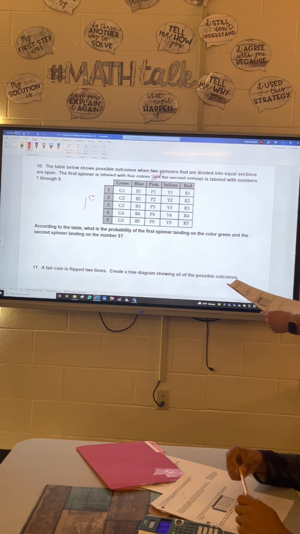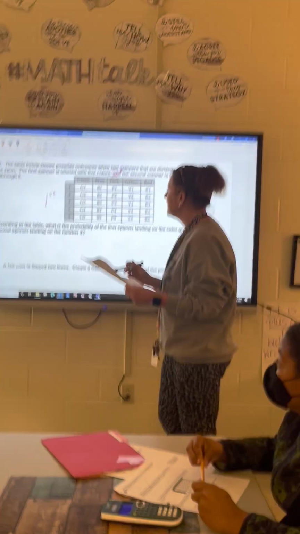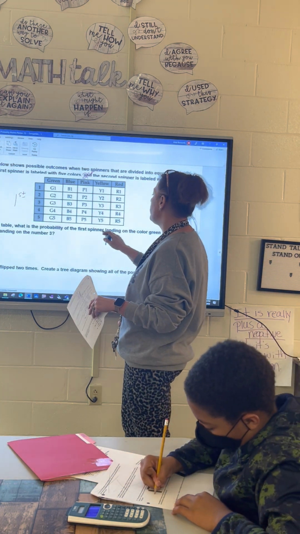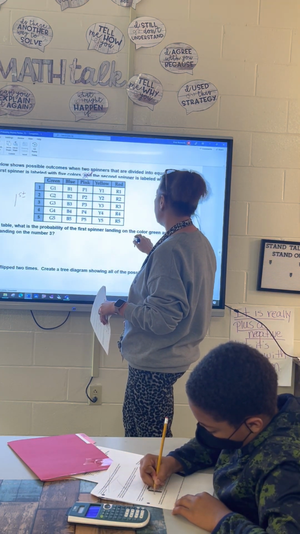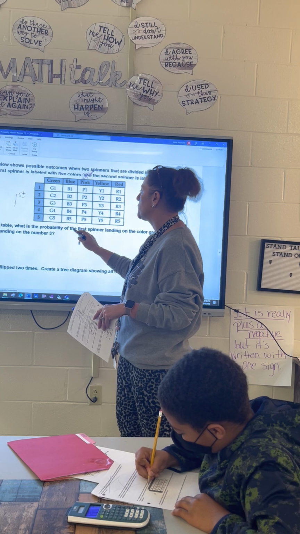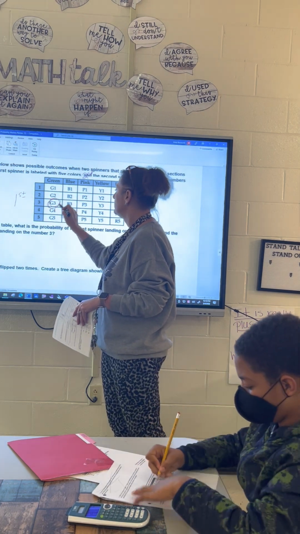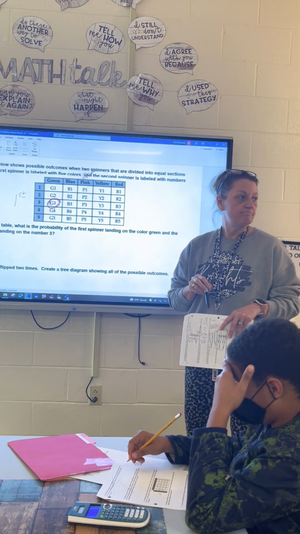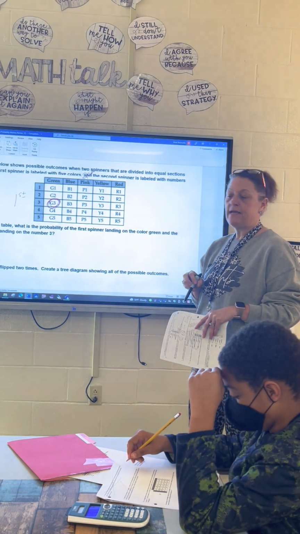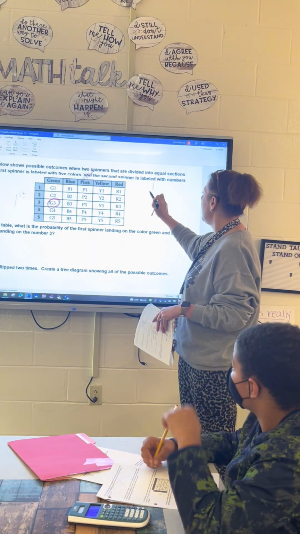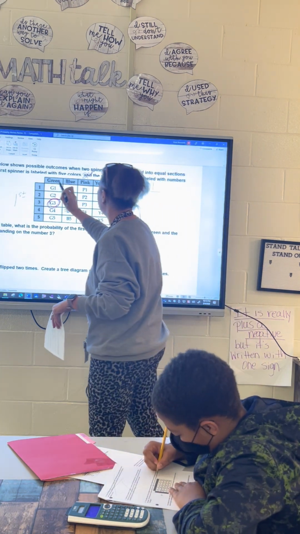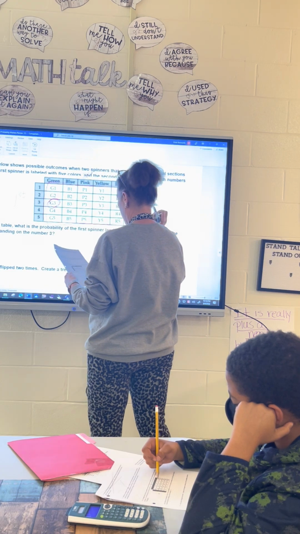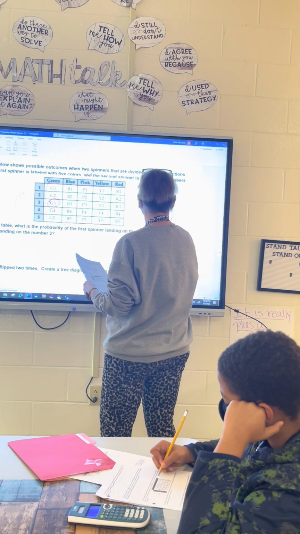Now, first spinner, second spinner. According to the table, what is the probability of the first spinner landing on green and the second landing on the number 3? Well, there it is right there. There's only one. Green, then 3. So that's 1 out of, and we have to count these. This is your total right here. And it's 1 out of 25.